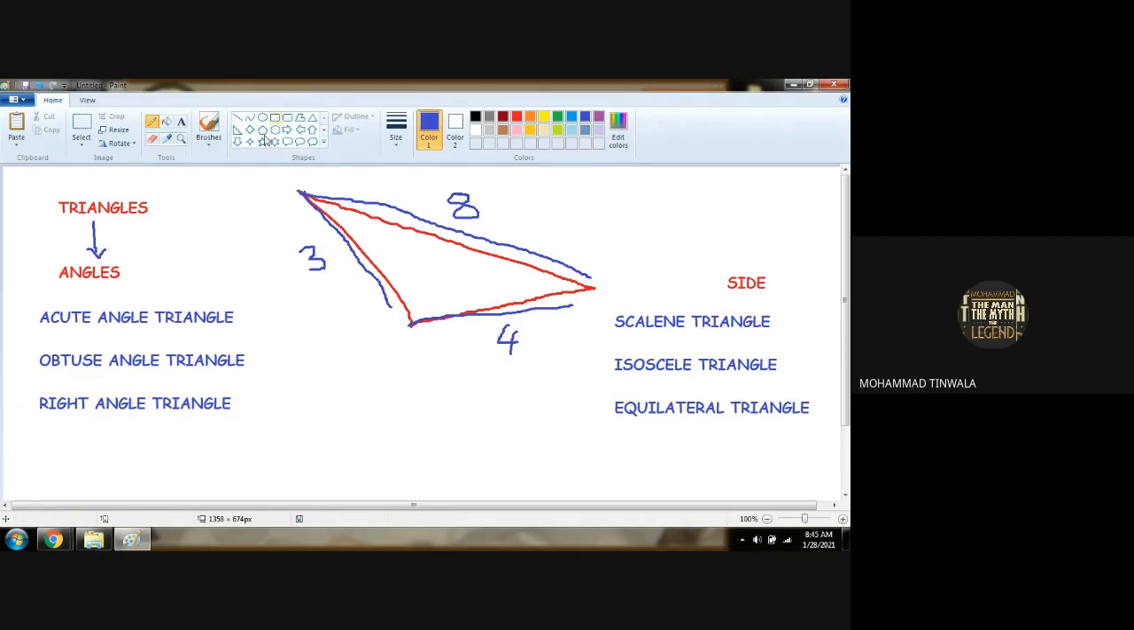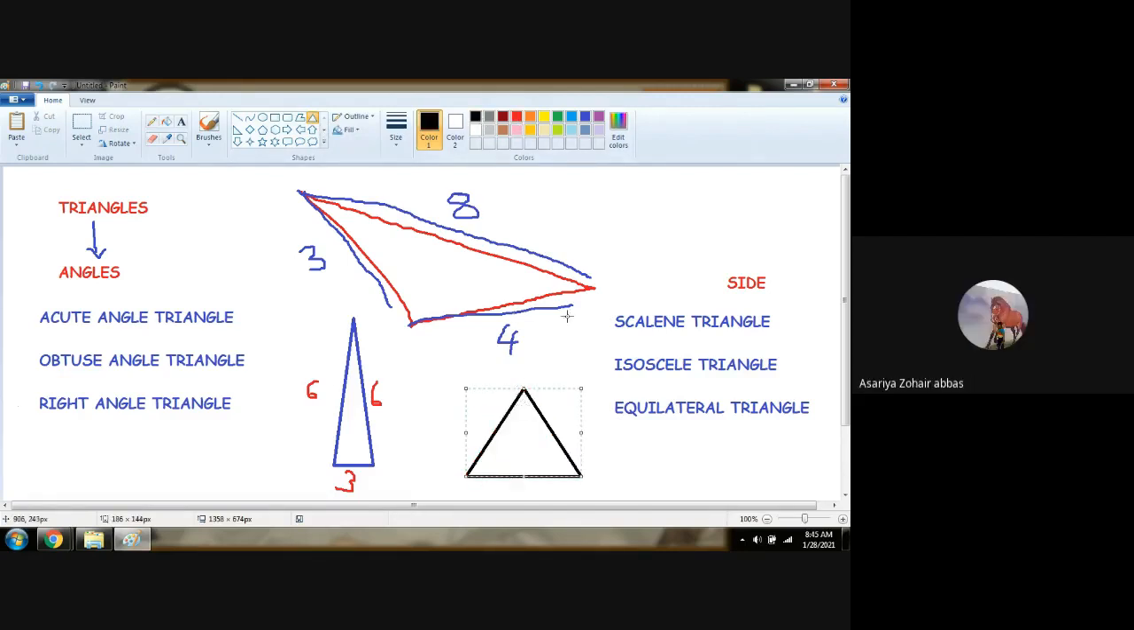Understood? Then isosceles. If, for example, these two are 6 centimeter and 6 centimeter, and this one is different, 3 centimeter, so two sides are equal in this isosceles triangle. And the third triangle has all sides equal. If, for example, this one is 3 centimeter, this one is also 3 centimeter, and this one is also 3 centimeter, so all the sides are equal. So it is known as an equilateral triangle.